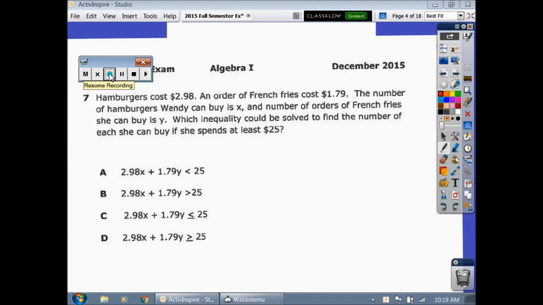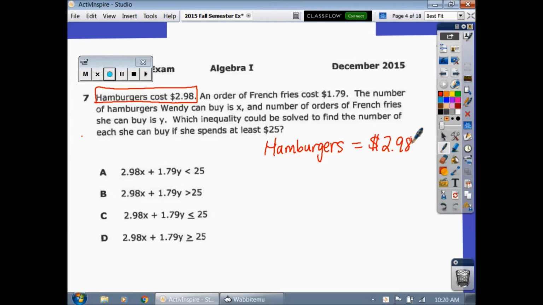We're looking at number 7. Hamburgers cost $2.98. Okay, so I'm going to come over here. Hamburgers, each one costs $2.98. An order of French fries costs $1.79. We're going to shorthand that. French fries, one order is $1.79.